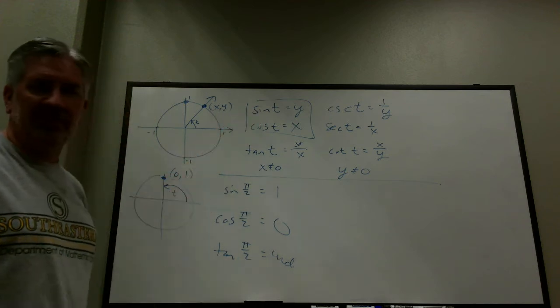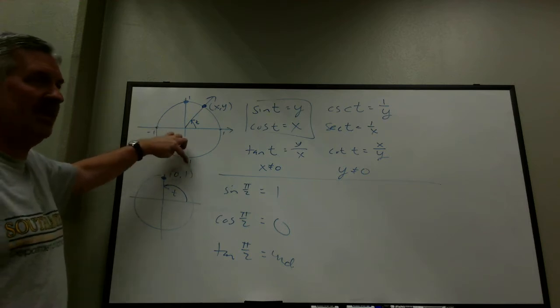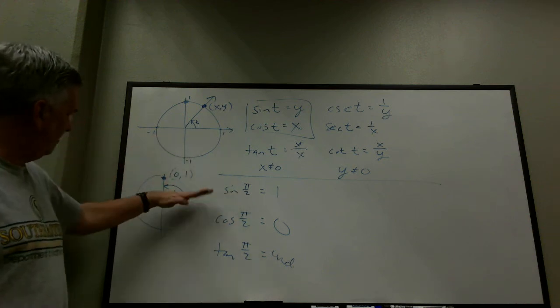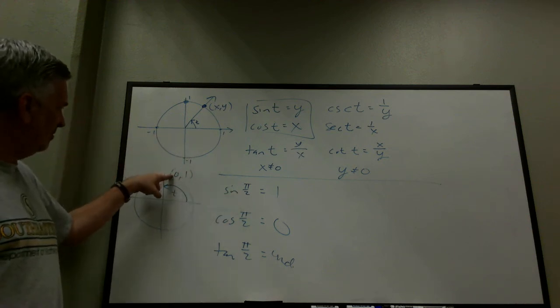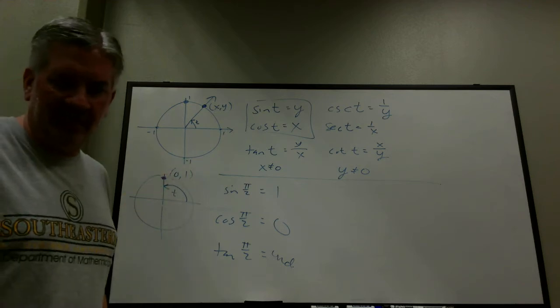Now you have to know your definitions. Cosine is x. You're tempted to say sine, cosine, but it's cosine for x and sine for y. So sine of pi over 2 is 1, cosine is 0, tangent is y over x, and you can't divide by 0, so that's undefined. Well, that was easy.